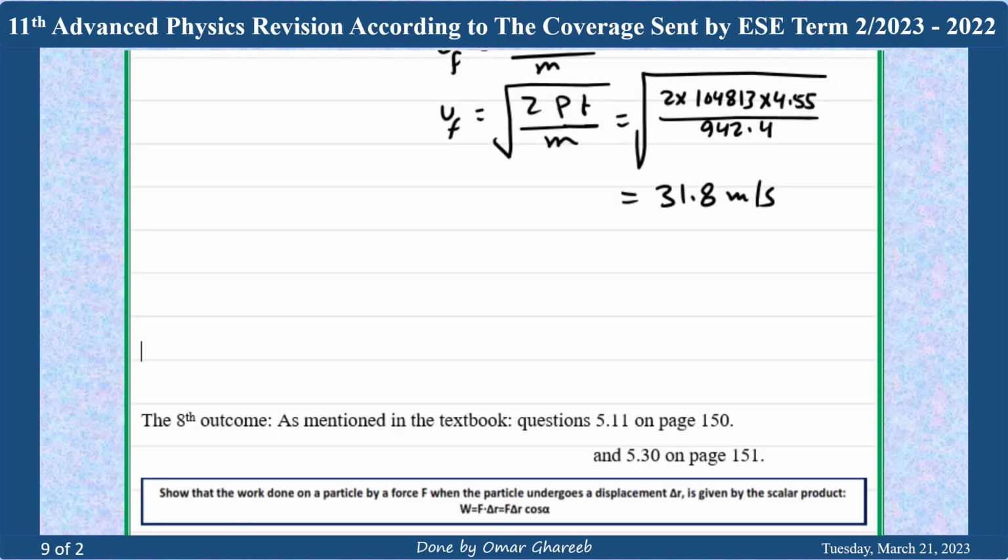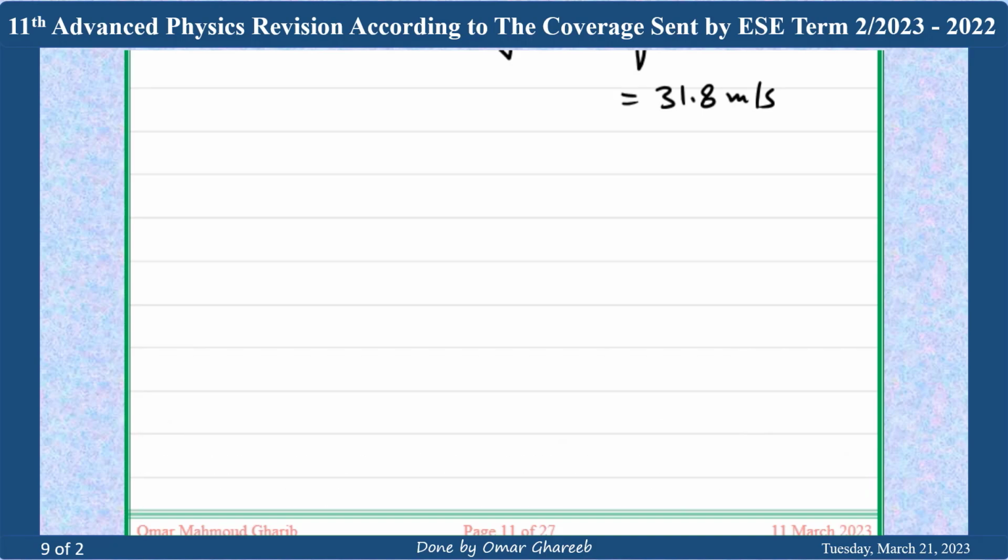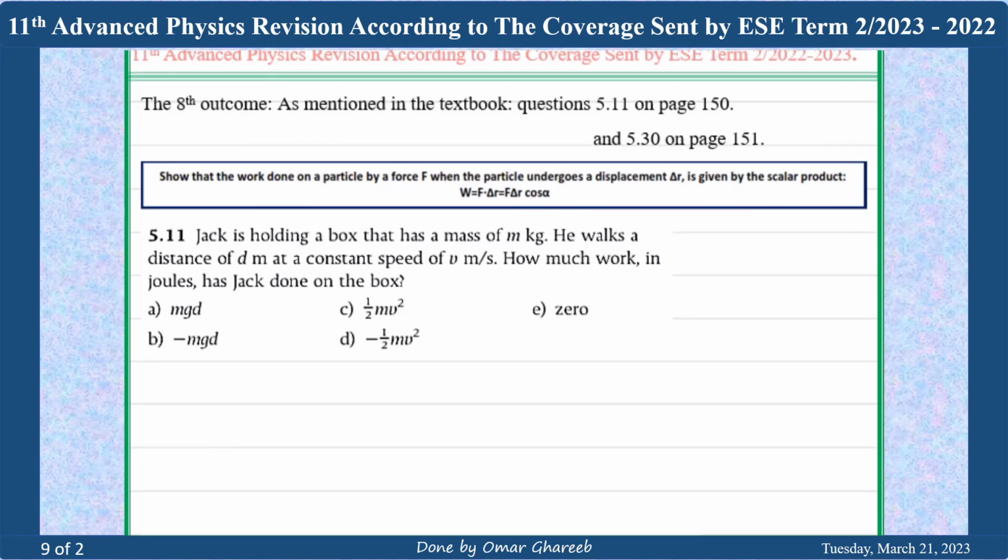Now let's go to the 8th outcome. By this outcome, we need to show that the work done on a particle by a force F when the particle undergoes displacement delta r is given by the scalar product of F dot delta r, which is F delta r cosine theta, or alpha or any angle you want. First, let us discuss this question as suggested by the ESE coverage 5.11, then 5.30.